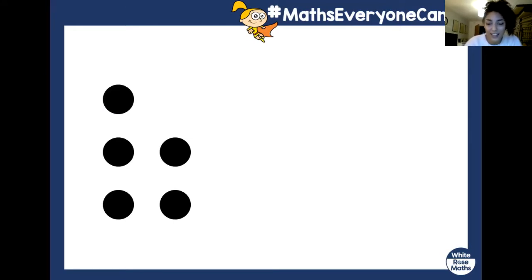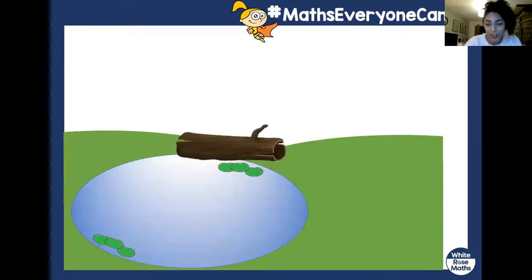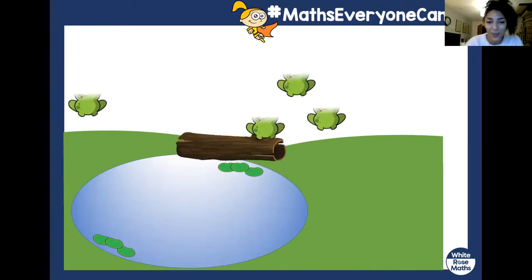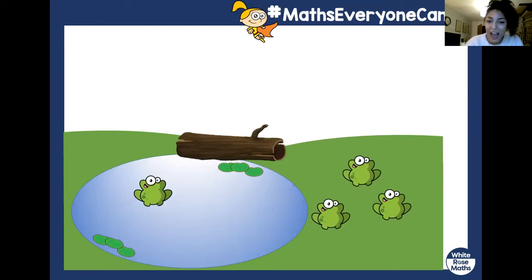Right then, let's get started. I would like you to tell me what you can see. So there's a pond, there's a log, and there's some hills. Who do you think may live here? That's right, we have some frogs. How many frogs are in the pond? We have 1 in the pond, good counting.